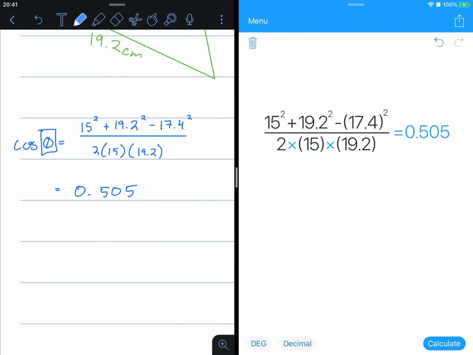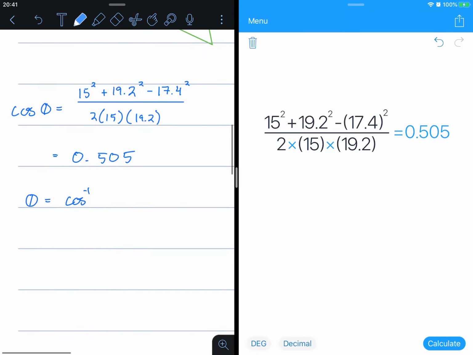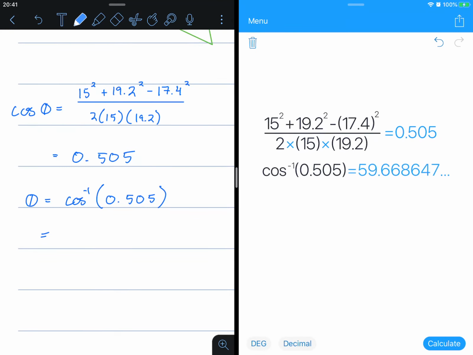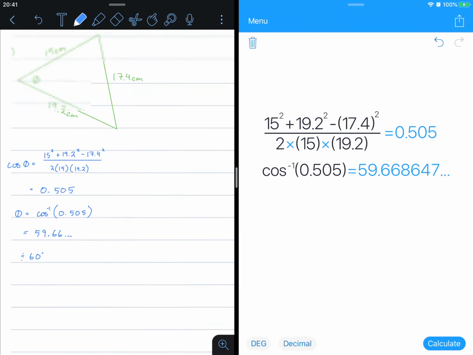To solve for theta, we take the inverse cosine of both sides, so theta is equal to cosine inverse of 0.505. This gives us 59.66 degrees, which will just round off to the nearest whole degree of 60 degrees.